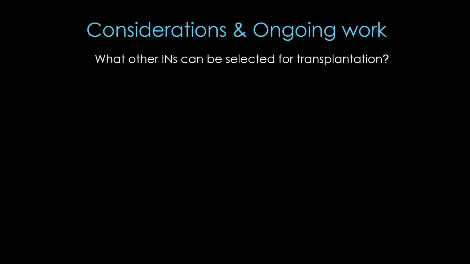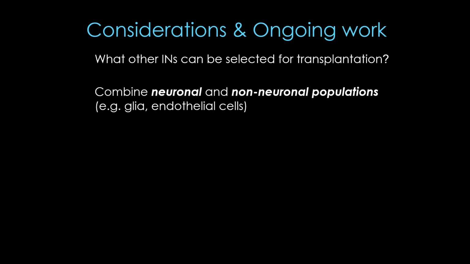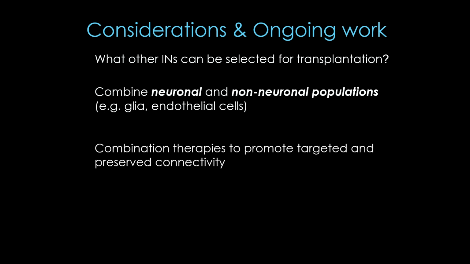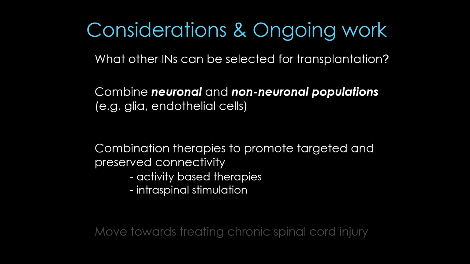So in considerations for ongoing work as we move forward, we're interested in what types of other interneurons we can engineer from stem cells to provide new populations of cells for repair, how we can combine neuronal and non-neuronal elements to repair this damaged spinal cord, how we can combine these cell transplant strategies to promote targeted and preserved connectivity, which facilitates functional recovery. And that might be combining either activity-based therapies, or we're also looking at different mechanisms for neural interfacing and neural stimulation. And moving forward, we want to certainly start treating more chronically injured spinal cord as well. And so that's where we're heading in future.